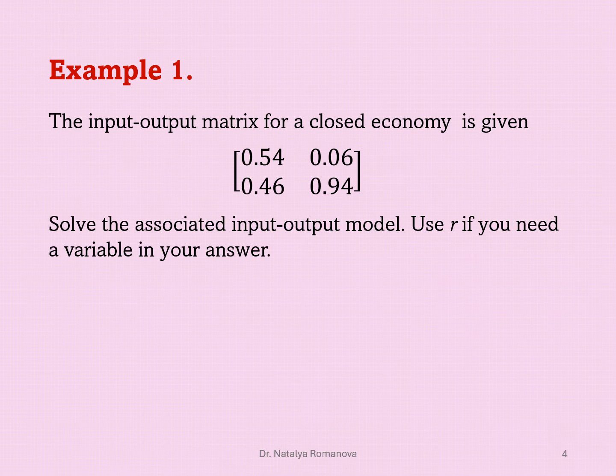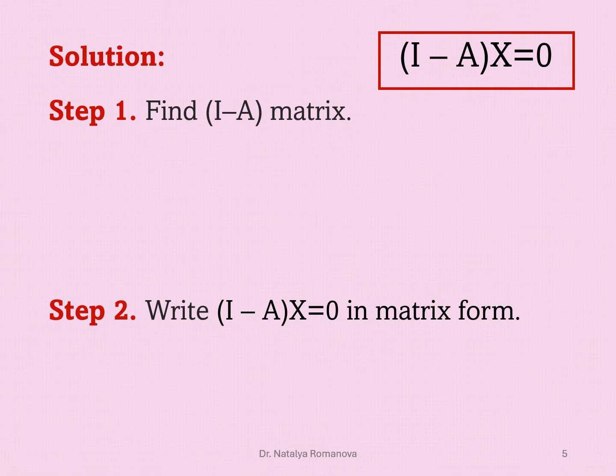In the first example, we are given an input-output matrix and we have to find the solution of the associated input-output model. It is a closed economy, so our given matrix is the A matrix. Step 1, we have to find the matrix I minus A, where I is the identity matrix and A is the given input-output matrix.